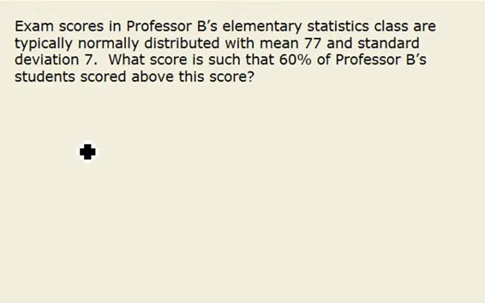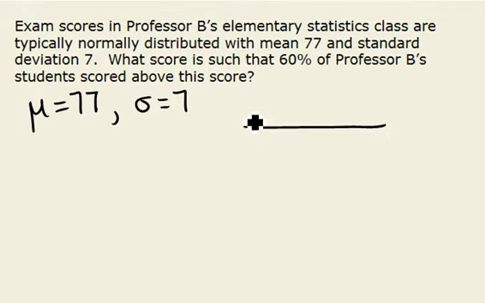The exam scores in Professor B's stats class are normally distributed with a mean of 77 and a standard deviation of 7. So we're given in this problem that our mu is 77 and our sigma is 7. We want to know what score is so that 60% of the students score above the score. So let's think about what that means in terms of a picture.